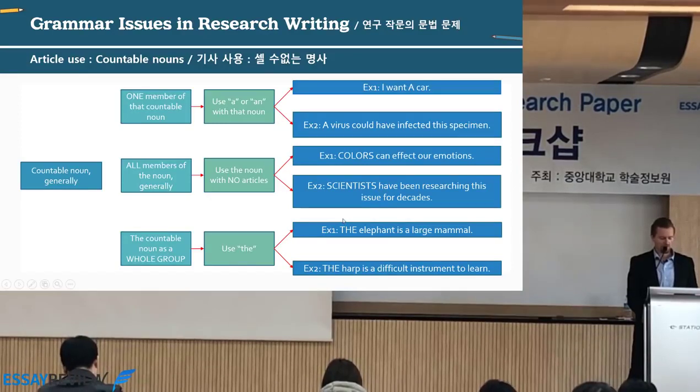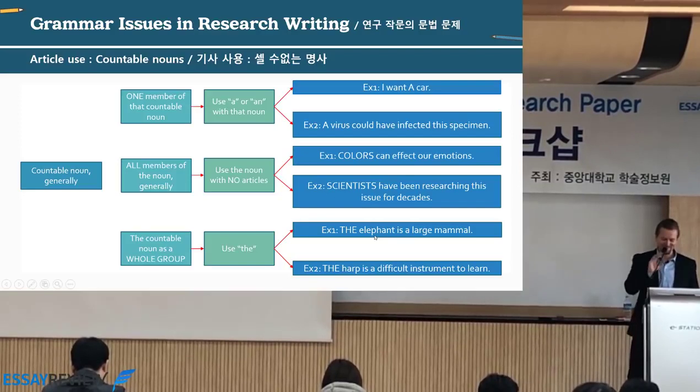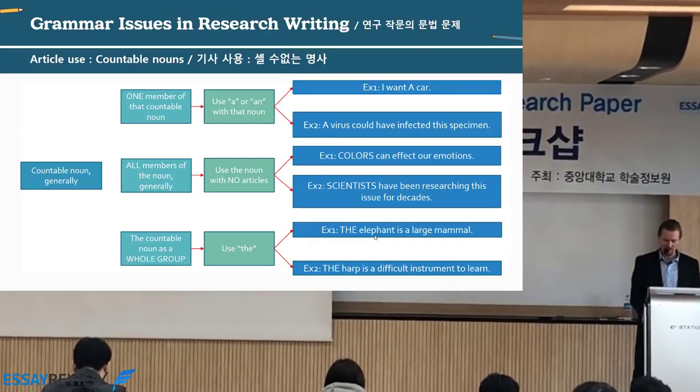For the countable noun as a whole group, use the. The harp is a difficult instrument. So the harp is countable. You can count one harp, two harps. The harp. The car is a difficult thing to fix. The elephant is a large animal. Okay, so use this as a tool if you need.